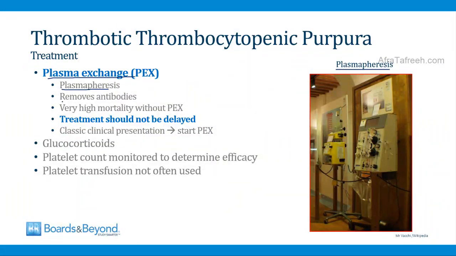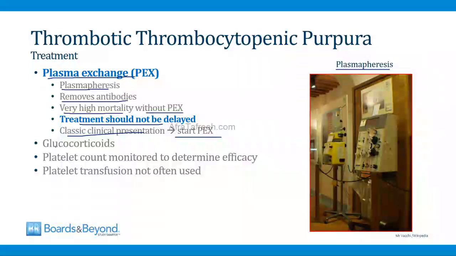And by doing this, it removes the antibodies that are causing TTP. There's a very high mortality to TTP without plasma exchange. And so as I mentioned on the last slide, treatment should not be delayed. If the patient has a classic clinical presentation with evidence of microangiopathic hemolytic anemia, you can start plasma exchange. You do not have to wait for ADAMTS13 testing to come back from the lab. It's very high yield to know this for your board exams.